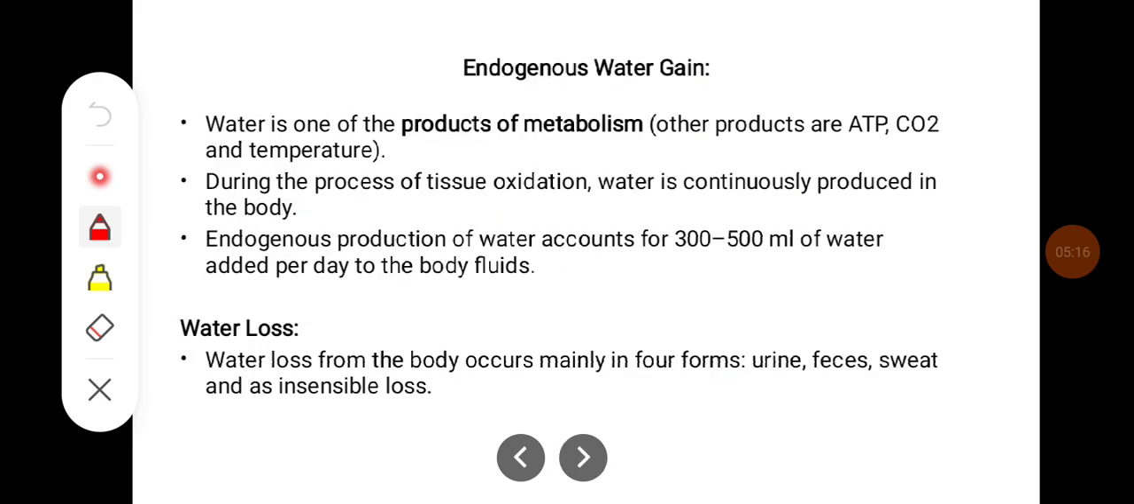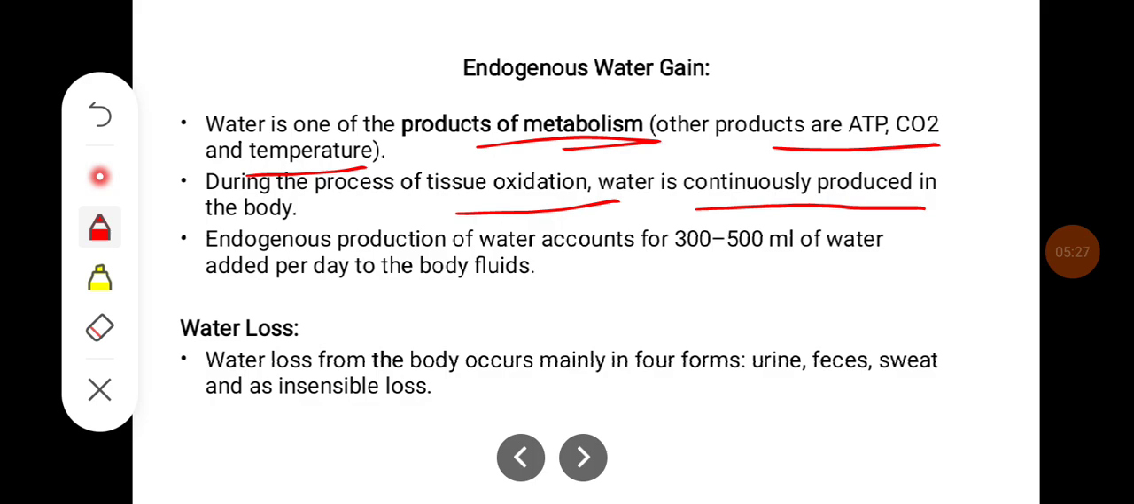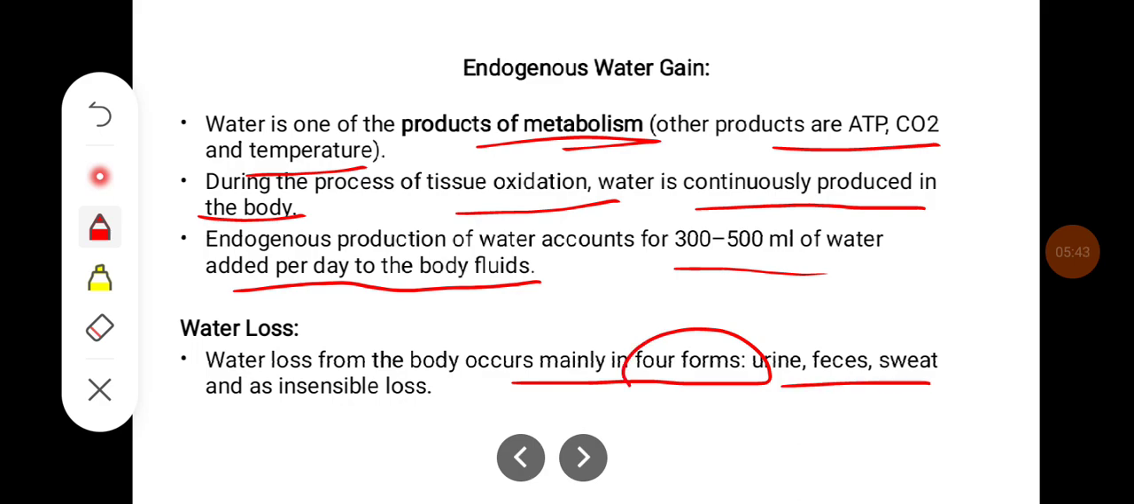Water is one of the products of metabolism. The other products are ATP, carbon dioxide, and increase in the temperature. During the process of tissue oxidation, water is continuously being produced in the body. Endogenous production of water accounts for about 300 to 500 ml of water added per day to the body fluids. Water loss from the body occurs mainly in four forms: urine, feces, sweat, and insensible loss.